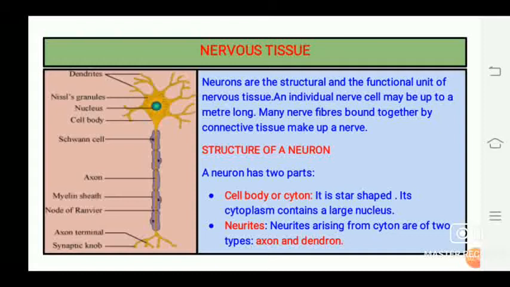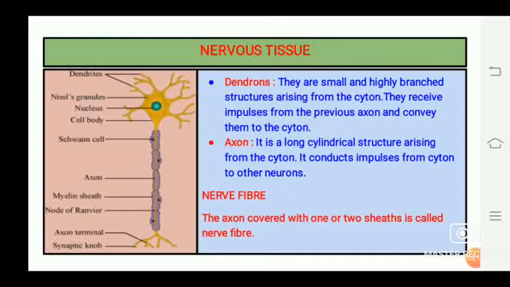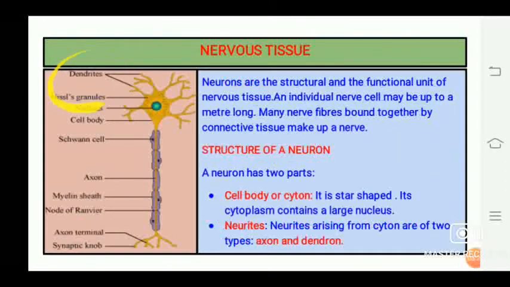As you can see in the diagram, the structure of a neuron. A neuron has two parts. Number one, the cell body or cyton. It is star shaped and its cytoplasm contains a large nucleus. Then secondly, neurites. Neurites arise from the cyton and they are of two types. Number one is the axon and next is the dendrites, or we say dendron. Dendron is the singular and dendrites is the plural.